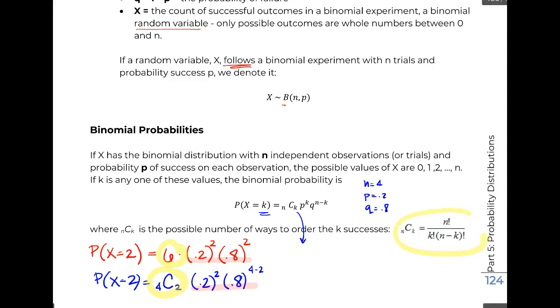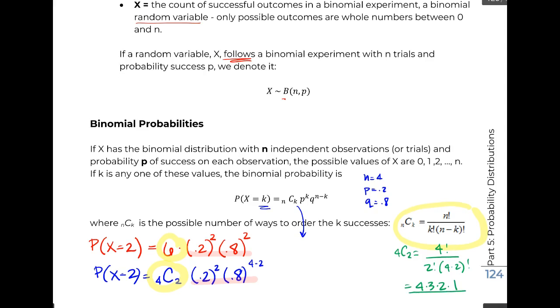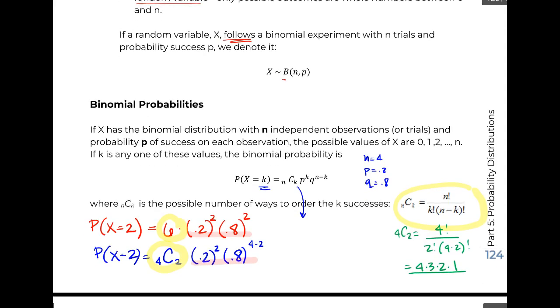So there is a mathy way to do this with factorials. If you really wanted to do this mathily, it's 4 factorial all over 2 factorial times 4 minus 2 factorial. Factorial just means 4 times 3 times 2 times 1. So whatever the value is, multiply it down until you get to 1. So 2 factorial is 2 times 1, and the other 2 factorial again is 2 times 1. So this is all 4, and we get out 6.